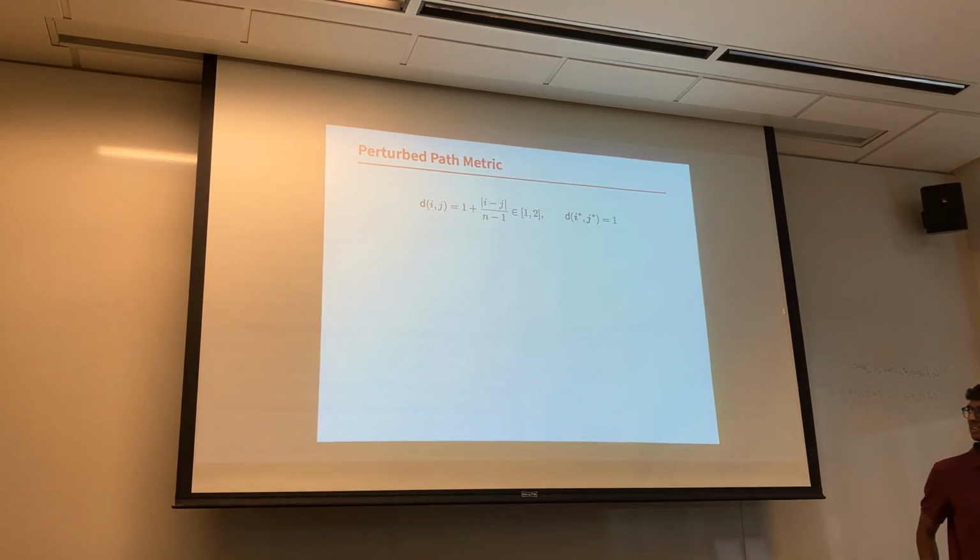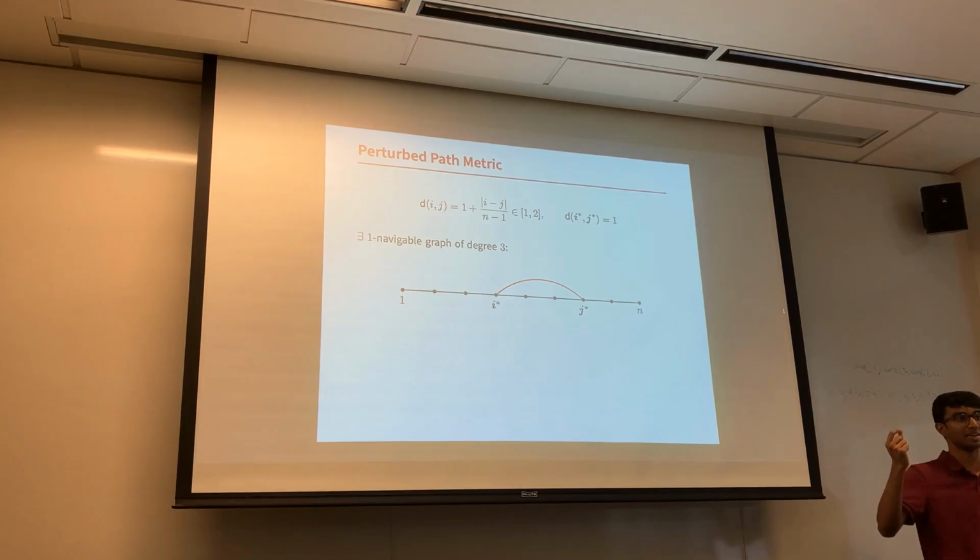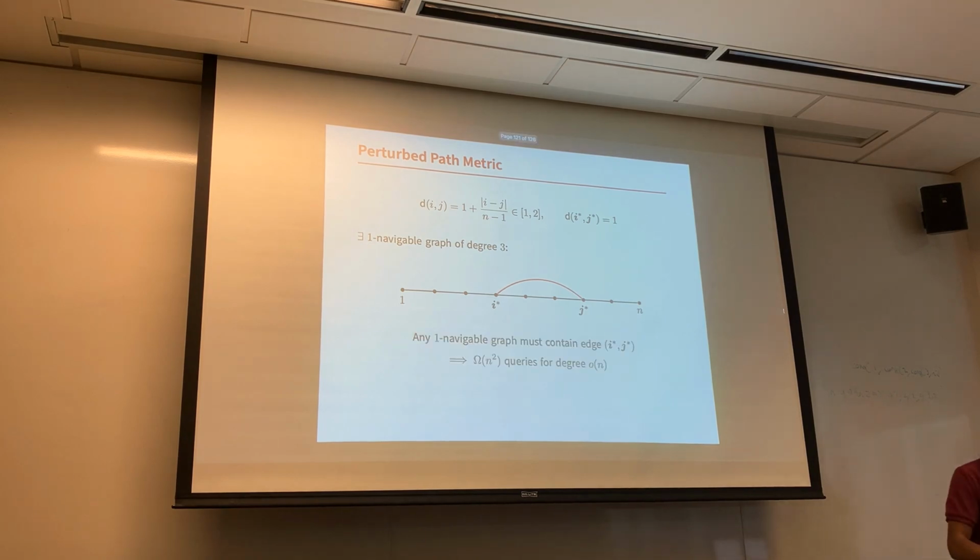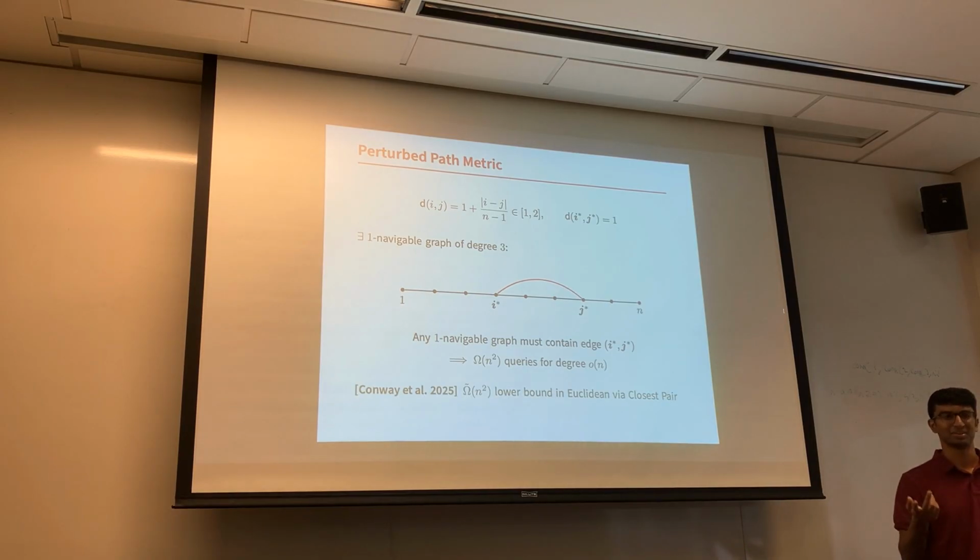So if I look at my metric, there's a very sparse navigable graph that I can draw. Namely, if I take this path graph and add the edge from i star to j star, this gives me a degree 3 navigable graph. But because I'm forcing any navigable graph to contain this random edge i star j star, this means that if you want a graph of degree little o of n, you better query the entire distance matrix to find this pair. And if you look at this construction a bit more closely, you might realize that this is nothing but a hard instance for closest pair.